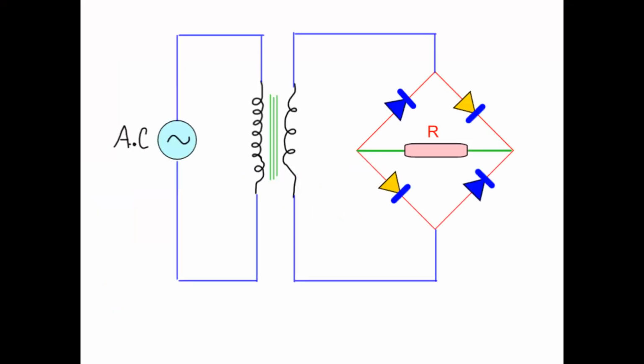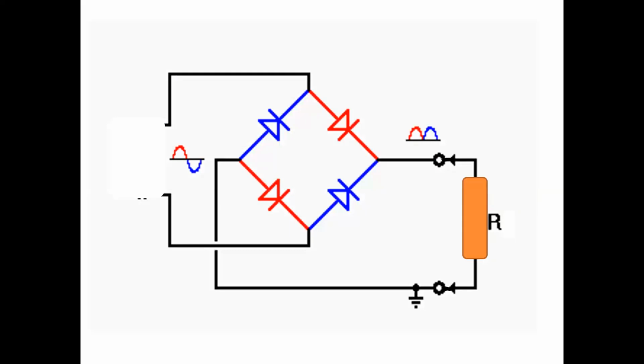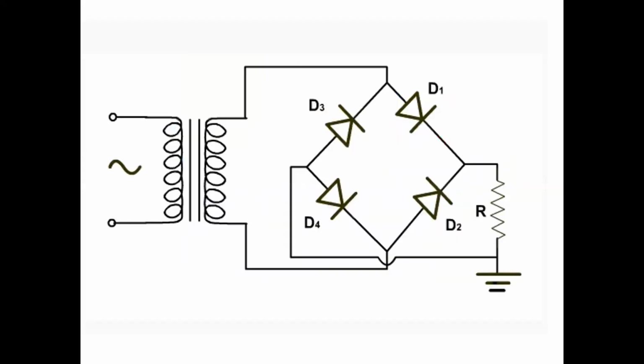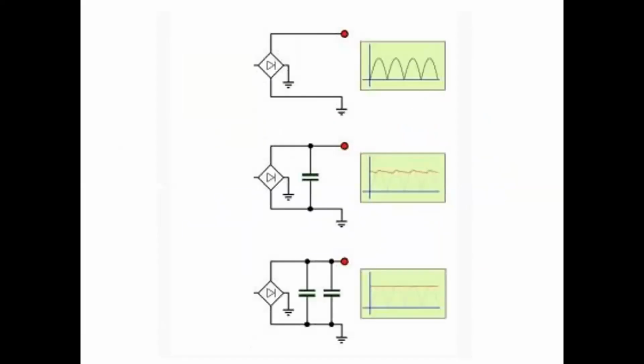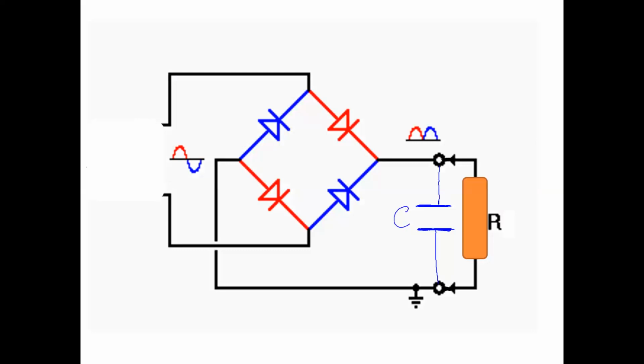In some cases we use a transformer before the bridge rectifier. Definitely the transformer is not our requirement now, so we do not consider it, but the circuit is working like that. This is a circuit of the bridge rectifier, and we attach a capacitor in parallel to smooth the output DC. So when we use a capacitor, we can get an output of smooth DC.